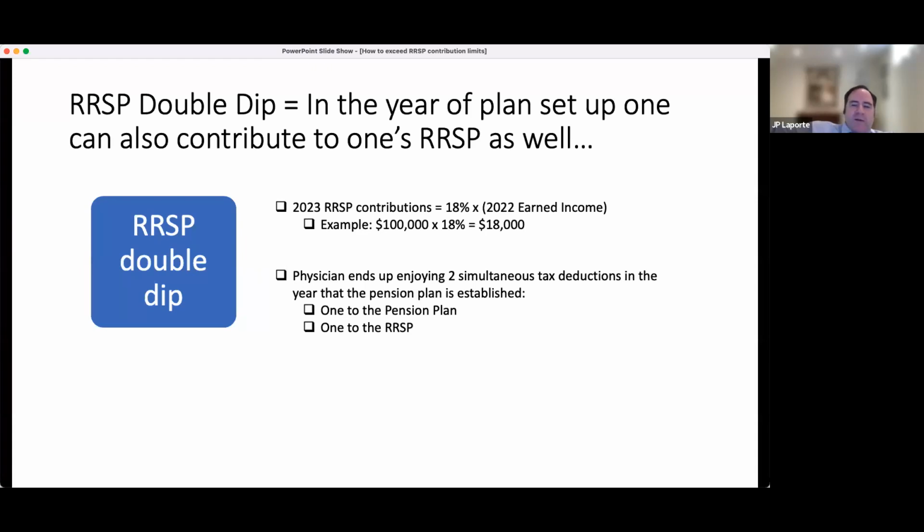And the reason why the law allows us to put money in the pension plan and in the RRSP in the same year is because the RRSP contribution for this year, 2023, is based on 2022, so the previous year's earned income. However, the pension contribution for 2023 is based on 2023 current pensionable salary. So the two systems straddle each other in the first year. They overlap, and that's why we're allowed to do this double dip. Next slide.